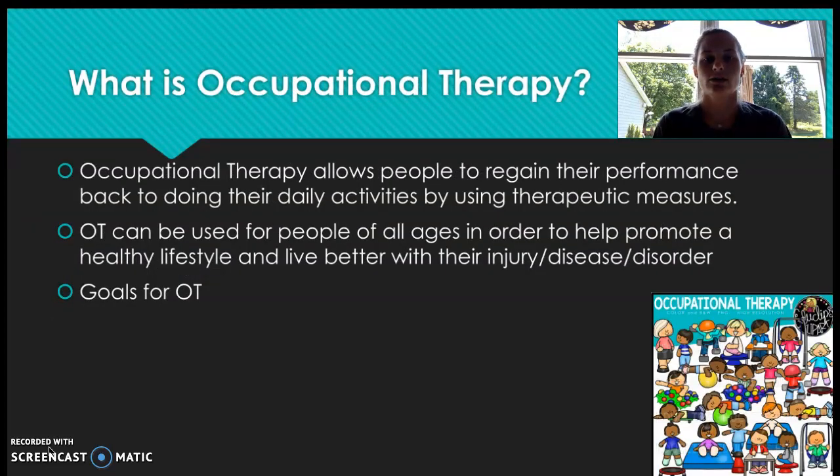Next, I decided to define what occupational therapy is. Occupational therapy allows people to regain their performance in doing their daily activities by using therapeutic measures. Occupational therapy can also be used for people of all ages, from pediatrics to geriatrics, in order to help promote a healthy lifestyle and live a better life with their injury, disease, or disorder. Some goals that occupational therapists strive for are occupational performance, functional status, and quality of life.